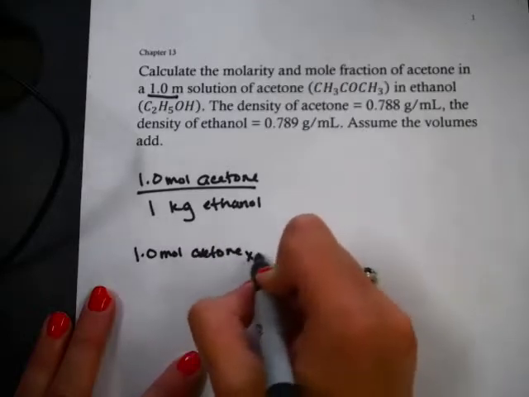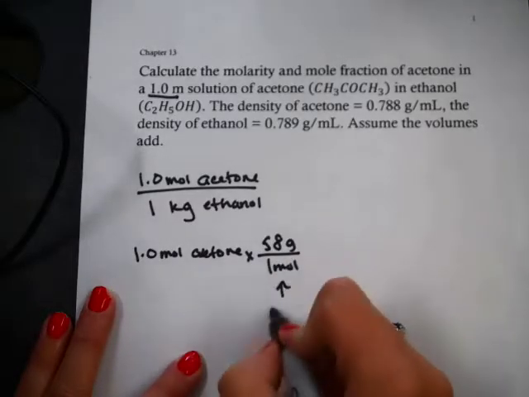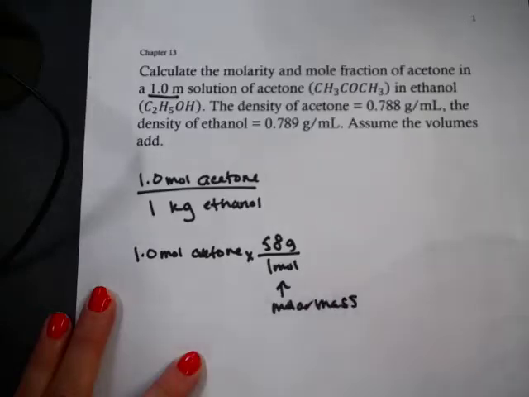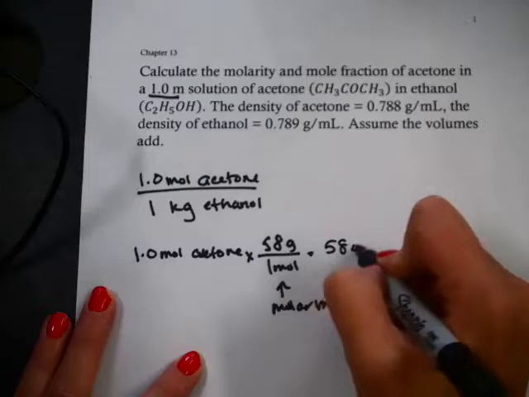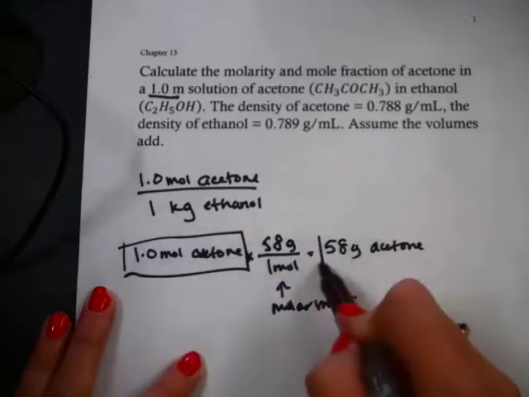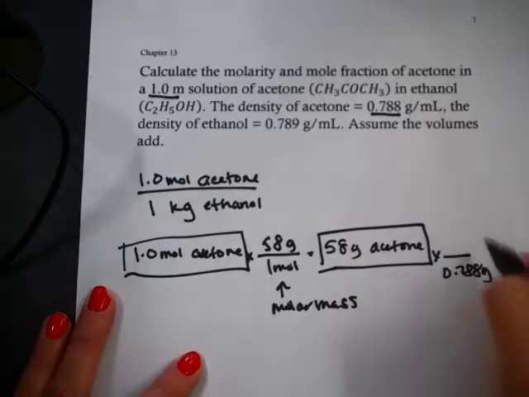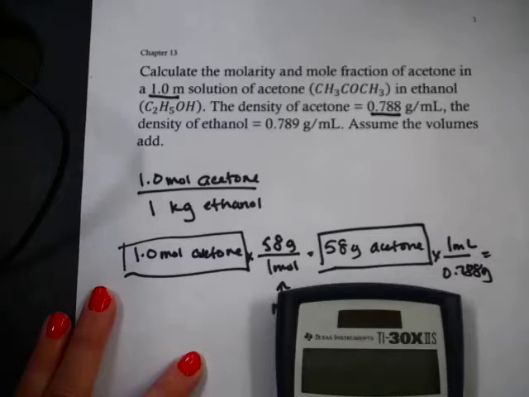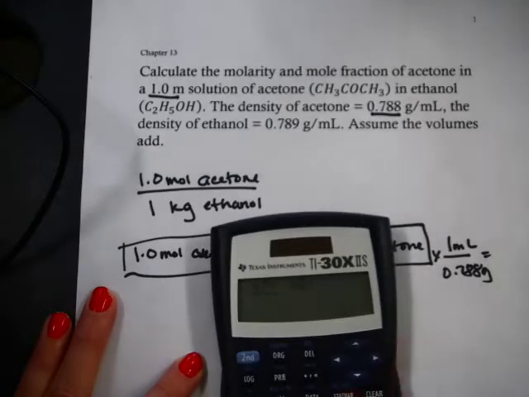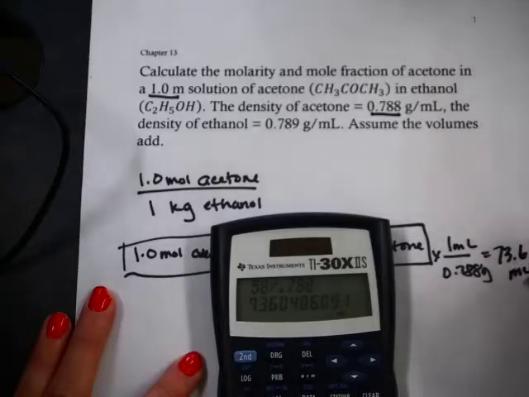So for my 1 mole of acetone, I can use the molar mass to convert that to grams. And so the molar mass is 58 grams per mole. So that means I have 58 grams of acetone. I can also use now the density of acetone to figure out how many milliliters that is. And I want to put the grams on the bottom so they cancel. So I'm going to divide 58 by 0.788 to get milliliters of acetone. And I have 73.6 milliliters of just the acetone.